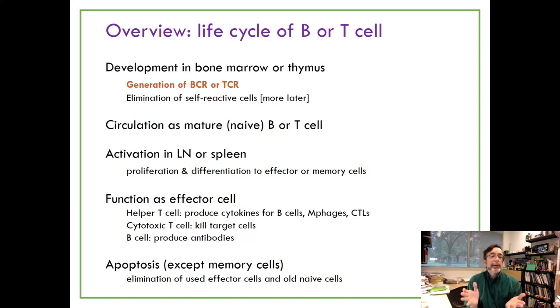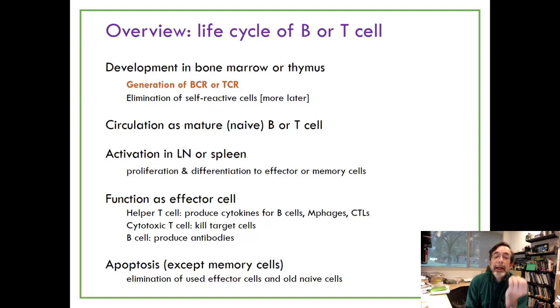And we're going to focus on the development in the bone marrow or the thymus where the BCR and TCR are generated, where you have the cell growing up and it's going from basically not even a B cell or a T cell at all to becoming a naive one, which has one copy of its receptor. So you also have a step where you have to eliminate self-reactive cells. That's a really cool part of immunology, but we don't talk about that yet. We'll talk about that when we talk more about the thymus and autoimmunity later.